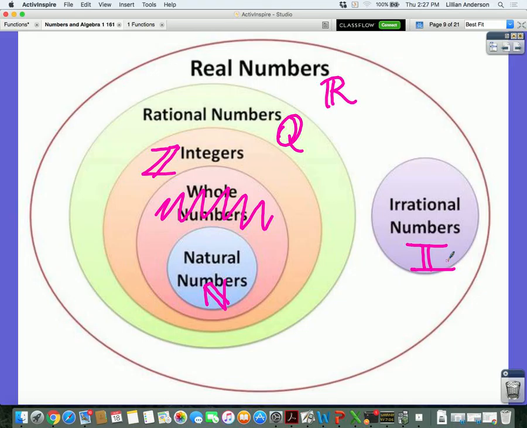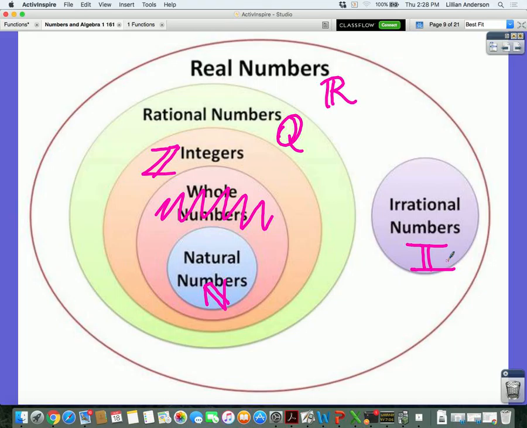Okay? And anything that's not rational is irrational. But no matter what, all of those are real numbers. This is for you, if you want it. This is the visual. And what we're going to do is practice a few numbers. I'm going to give you a few numbers, and I want you to tell me what set they fall under. Now remember, some numbers can be more than just one thing.